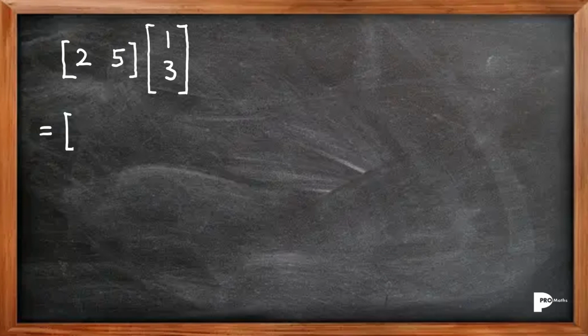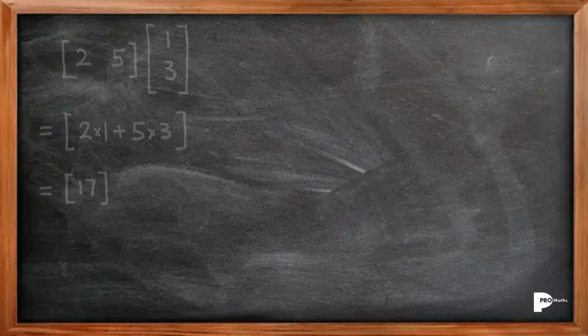To get this element, we start with the first number in the first row of the first matrix and the first number in the first column of the second matrix. We multiply these. Then we add the product of the next number in the row by the next number in the column. We continue in this manner until we've reached the end of the row and column. For this one, here's our result. We have one element in this matrix, which is 17.